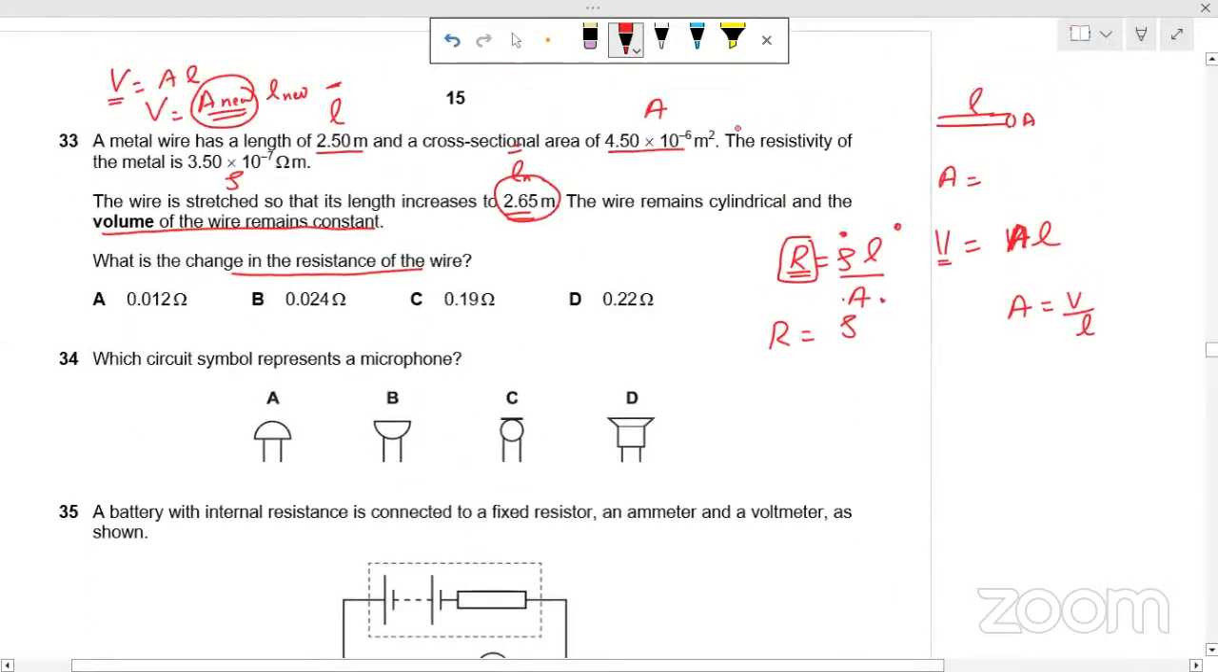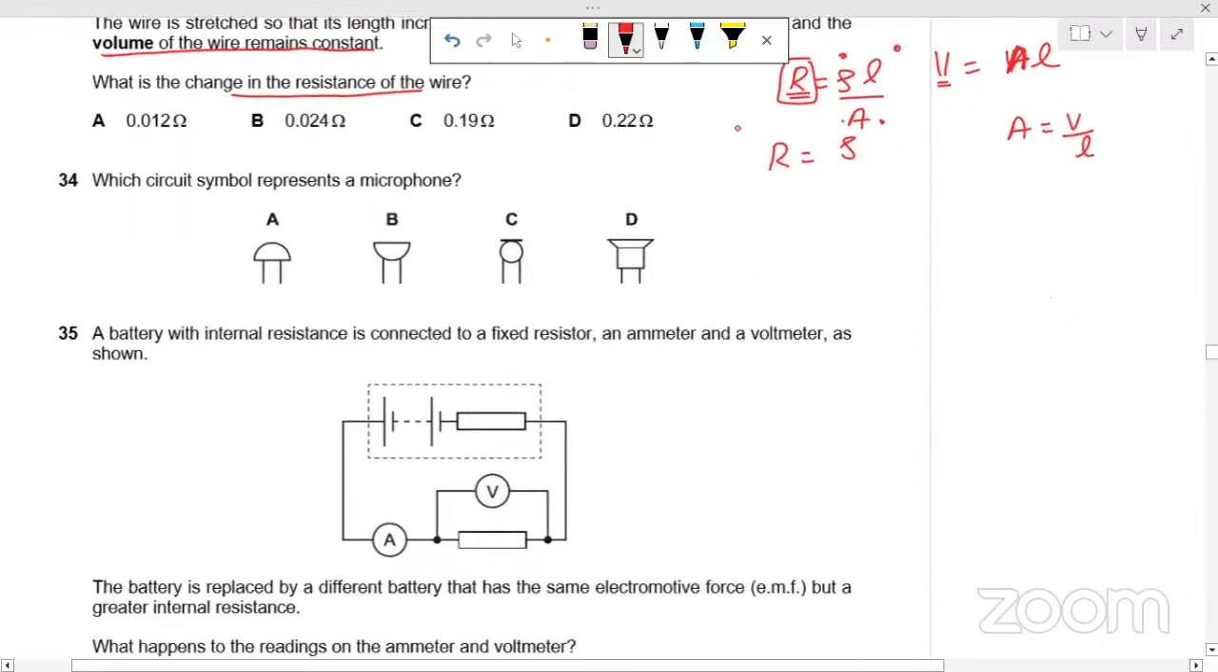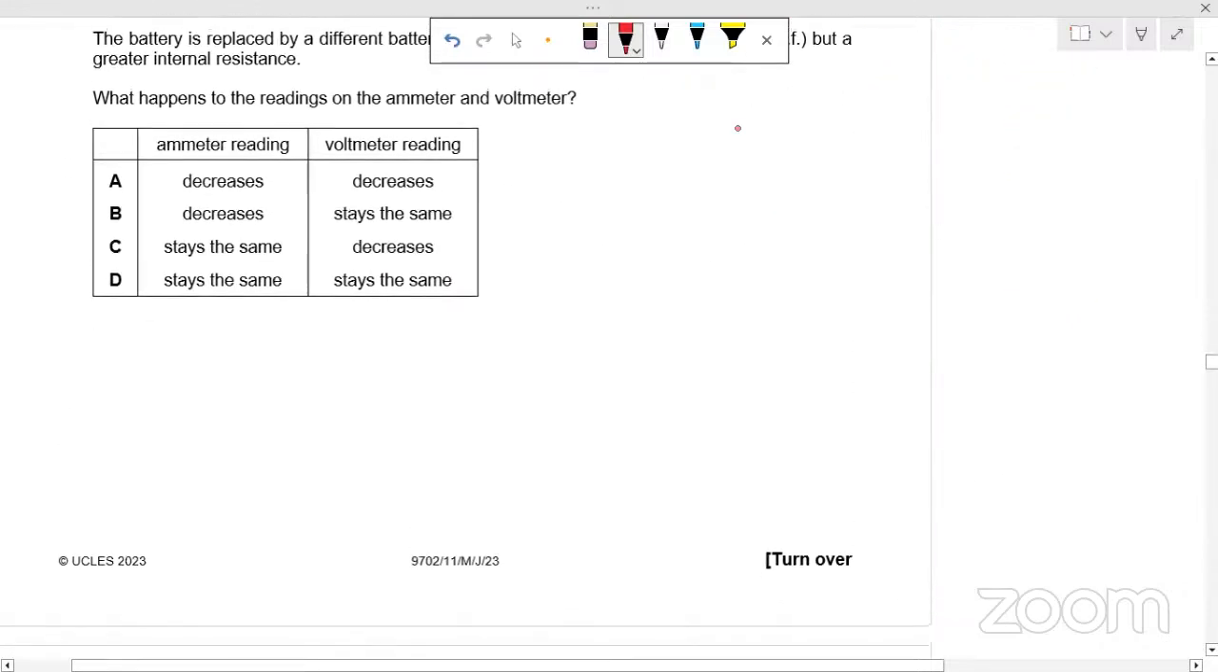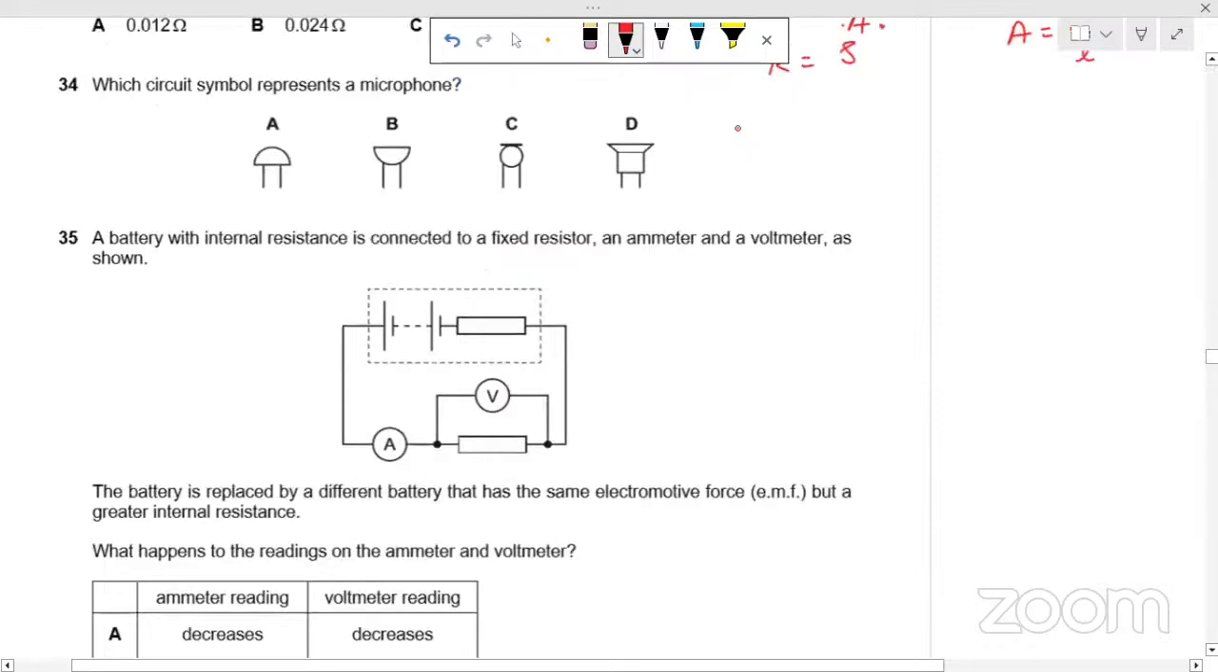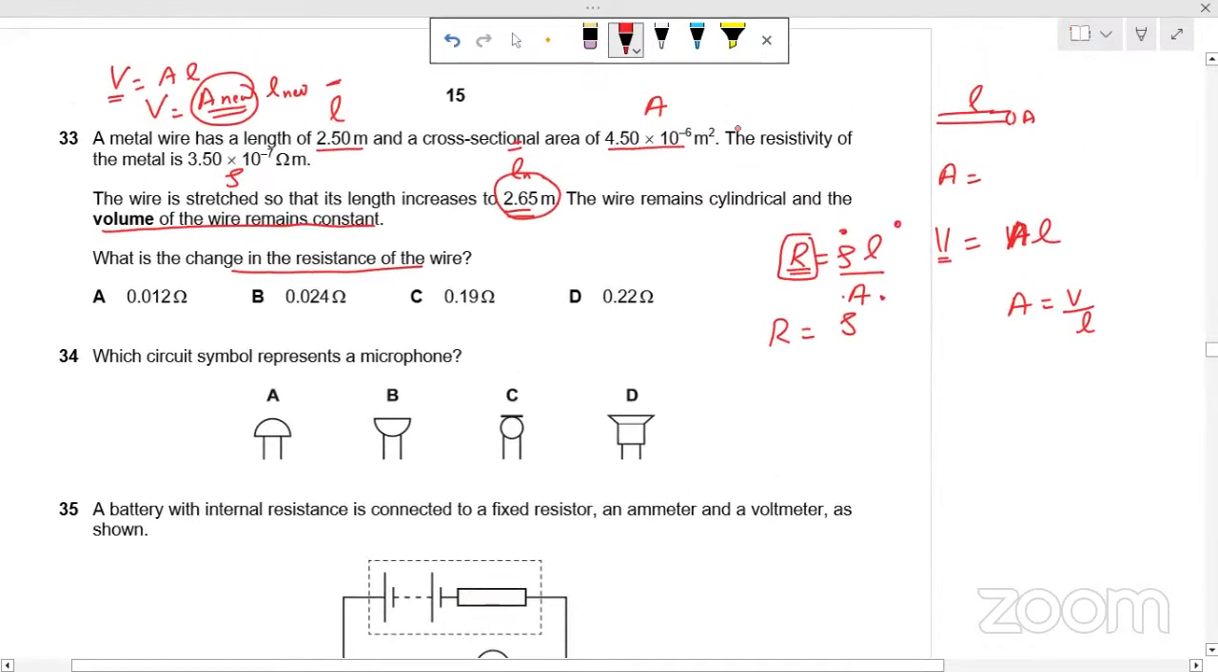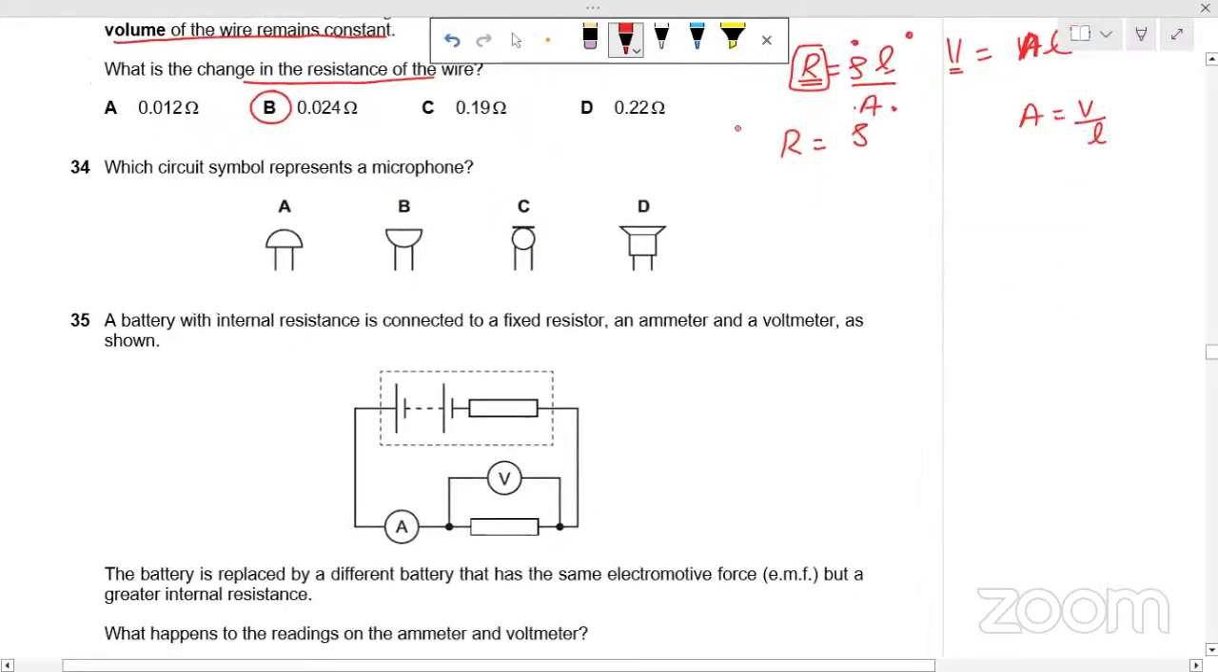So the answer of this is, let me check the answer. B. Your answer should be B. These are the steps. Find the volume first, and then using the same volume, find the new cross-sectional area. So using new cross-sectional area, new length, the resistivity is same, find new resistance, and then find the change of the resistance. Which circuit symbol represents microphone?